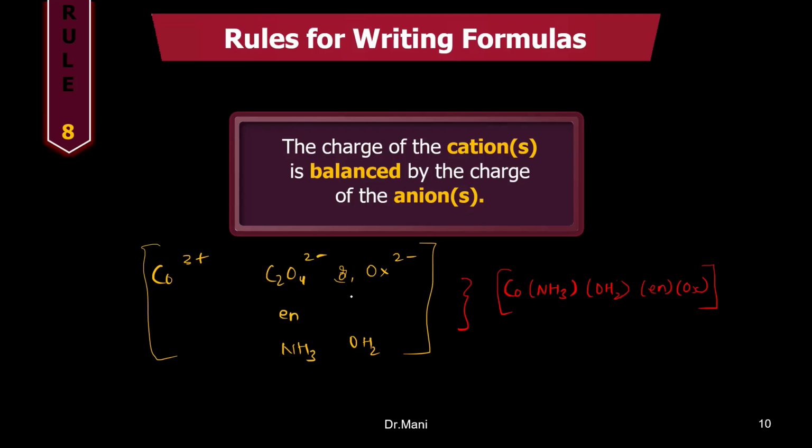So see here, cobalt is +3. This is 0, this is 0, this is 0, and this is -2. So plus 3 minus 2 is plus 1. You will have the plus 1 charge here. Now you need to balance this with a counter ion. If I use the SO4, tell me what is the charge on the SO4? Minus 1 or minus 2?